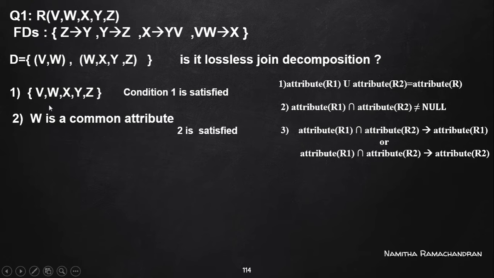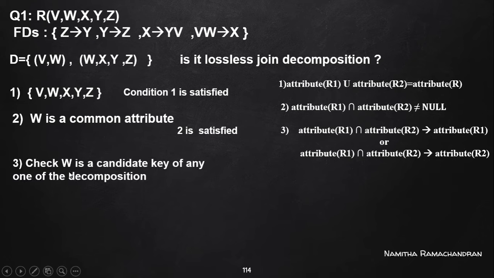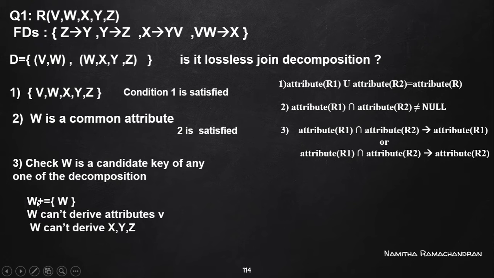What is that? We need to check whether this common attribute W is a candidate key of any of these decompositions. For checking that, we take the closure of W. We want to find the closure of W with respect to the given set of dependencies. From this, it is clear that the closure of W is W itself. Here we have no dependencies deriving from W. So the closure of W is W alone.